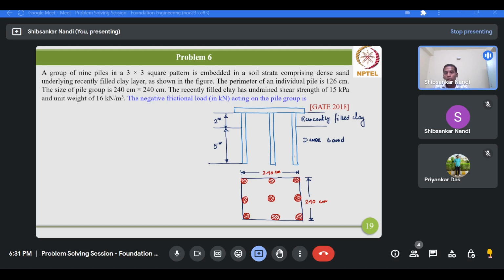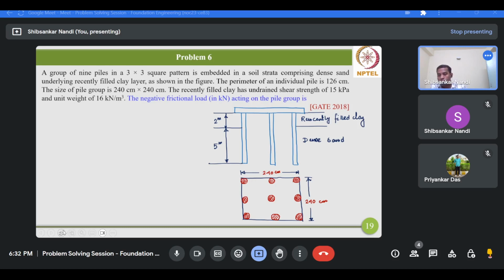Negative friction, you can calculate in a similar fashion as we have calculated the load carrying capacity of a pile group. So the methodology is similar to calculate the negative frictional load. However, there is a small difference, that we'll see later on. First we have to figure out in which layer this negative frictional load will be applicable, that means the length of pile for which this negative friction will be valid.